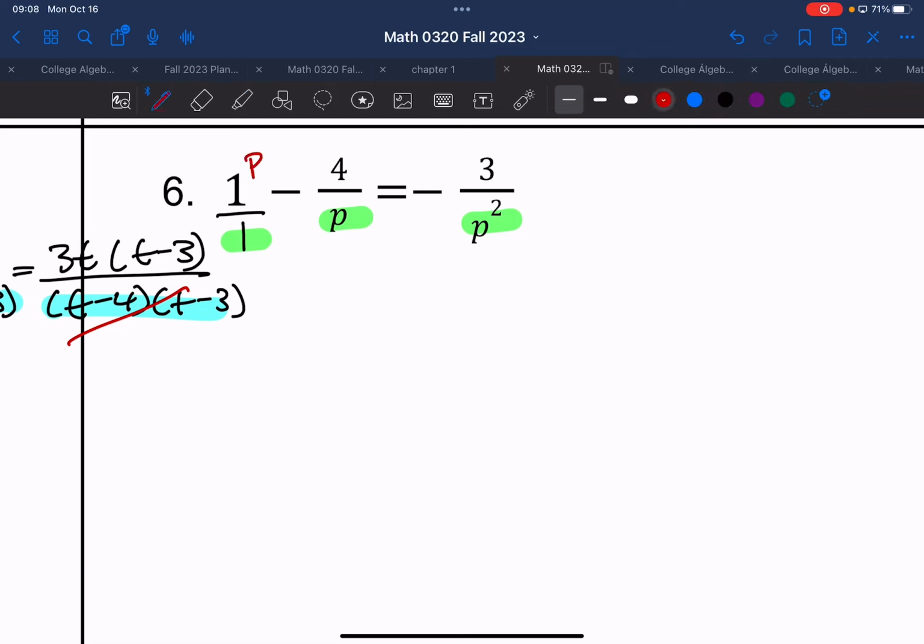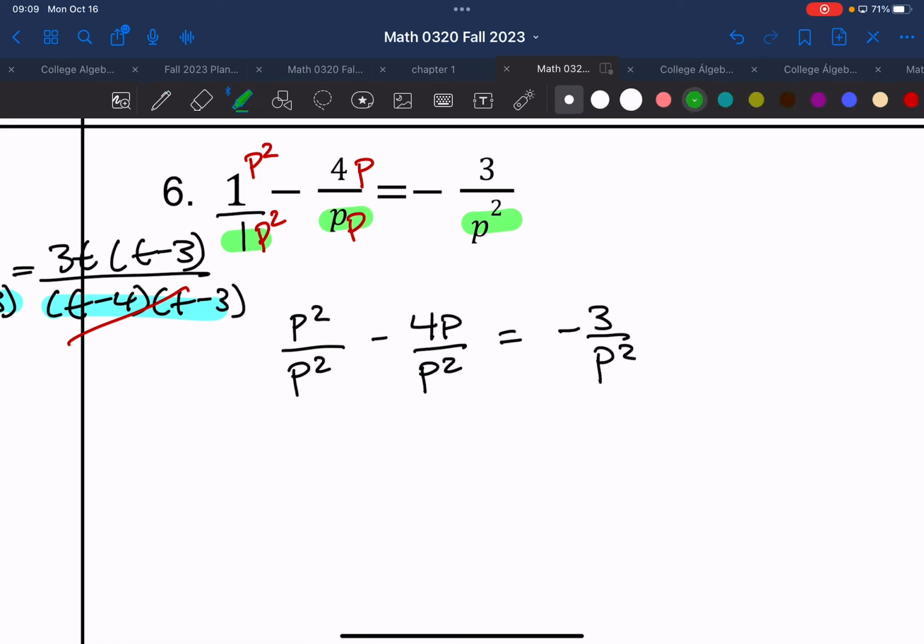So that means we would have to multiply the first fraction by what? P squared. What about the second fraction? Just by p. What about the last fraction? Nothing, right? Because it already has the p squared. So then we have p squared over p squared minus 4p over p squared equals -3 over p squared.